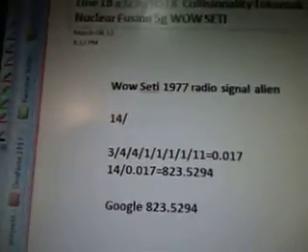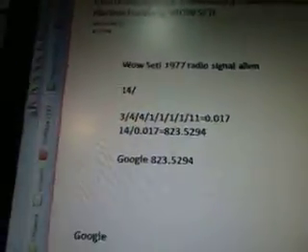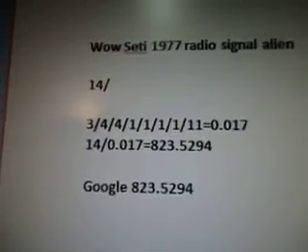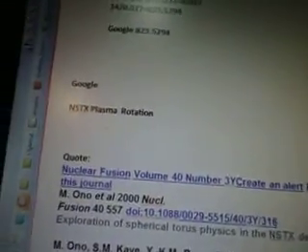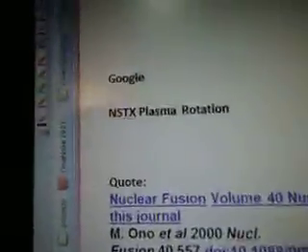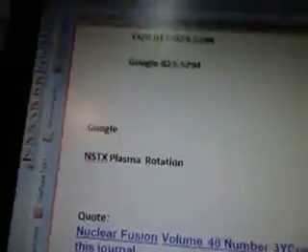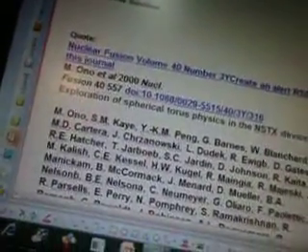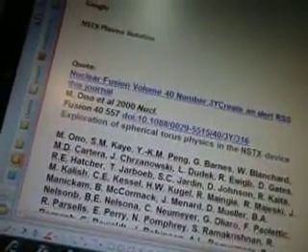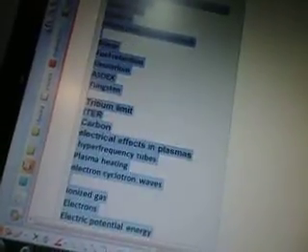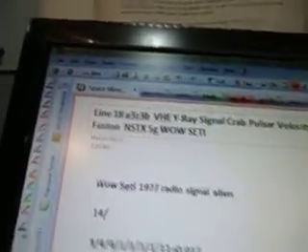So here's the alien radio signal from the Wow Seti thing. That's what I googled, that number, and then all this data comes up with it, of course. So we've googled the NSTX plasma rotation. This is actually directly related to the last video I just shot 2 seconds ago. This one here, line 18A 3Z3B. You want to take a look at that one, okay?